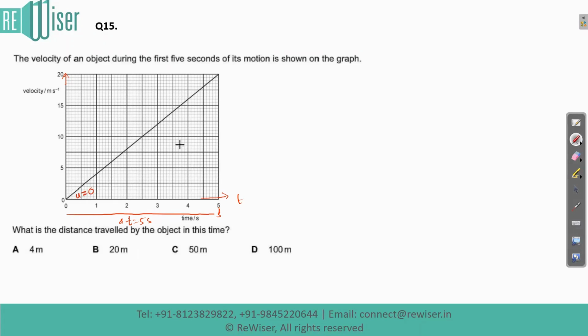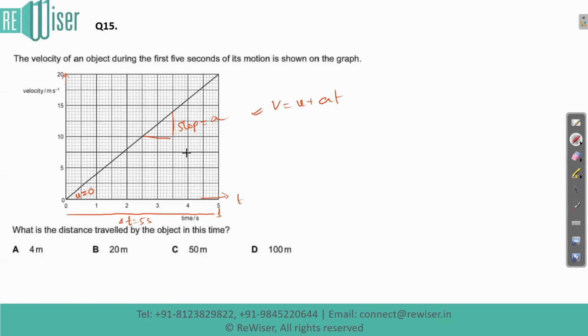And we can find out acceleration in two ways. This is a linear graph in the velocity versus time graph, so the slope will give us acceleration. Or there is another way, by using the equation v is equal to u plus at.